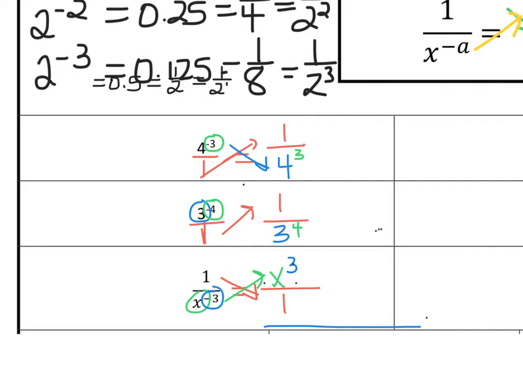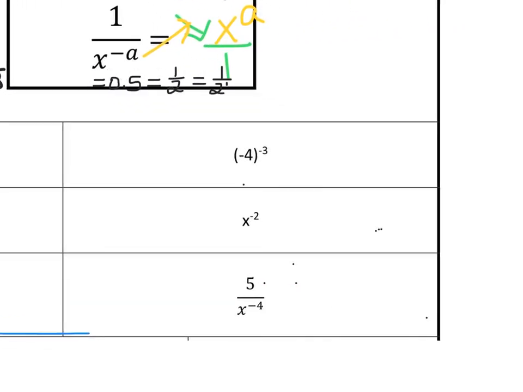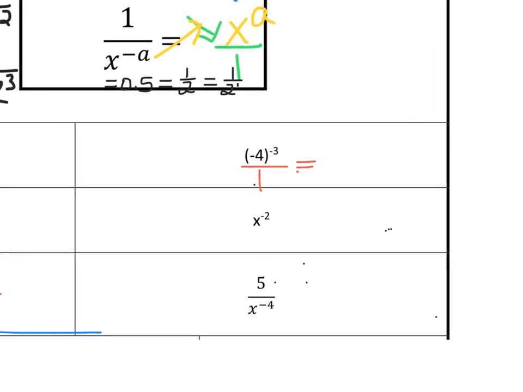Let's take a look at the next 3 examples. Negative 4 to the negative 3rd power. So we know that this is going to be a decimal because it has a negative exponent. We're going to make a fraction. We're going to flip it. The 1 goes on top.